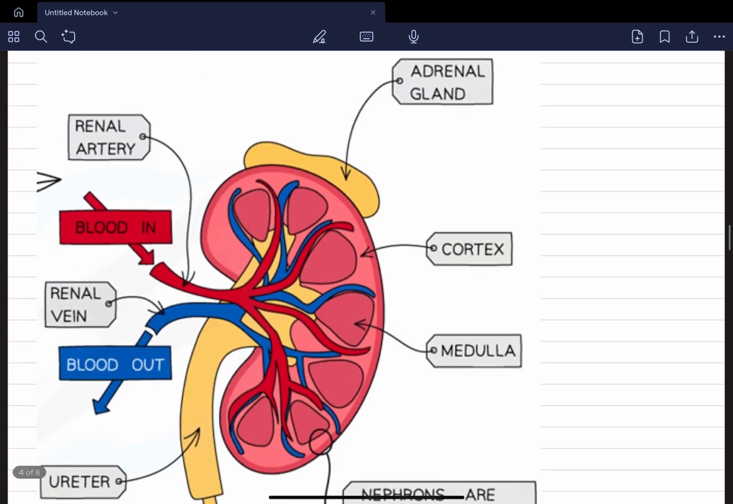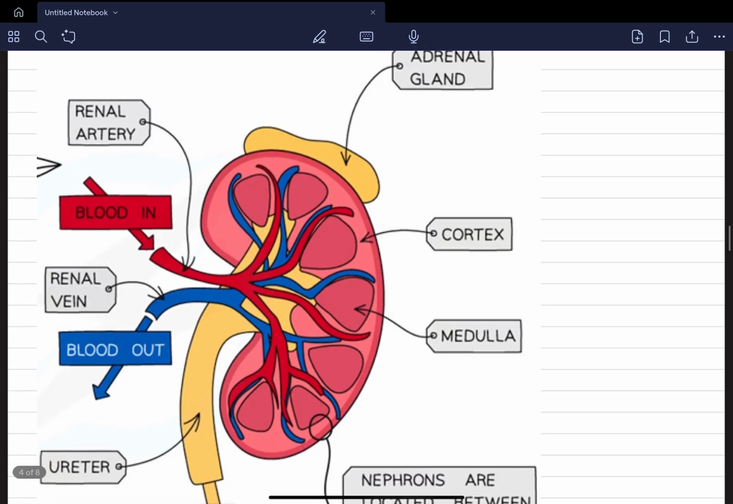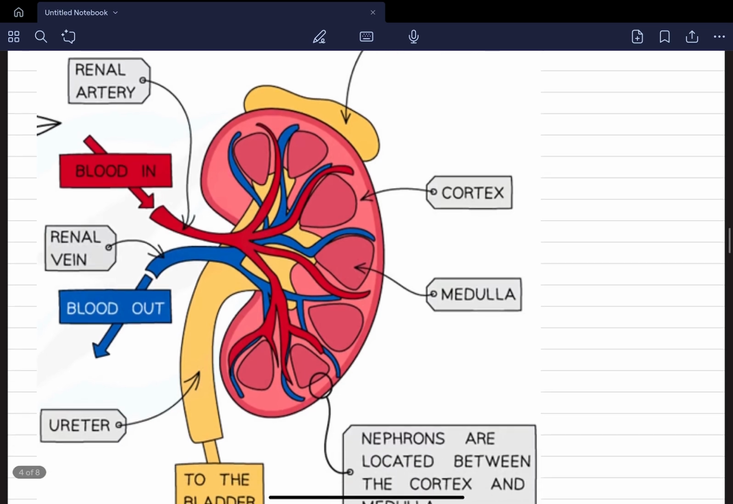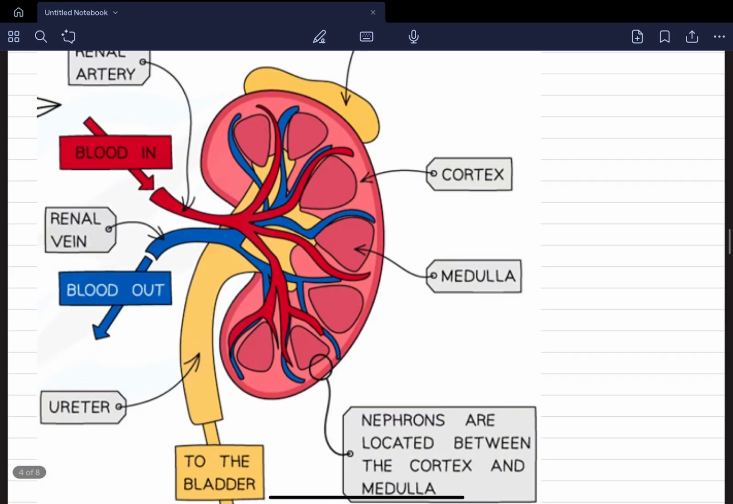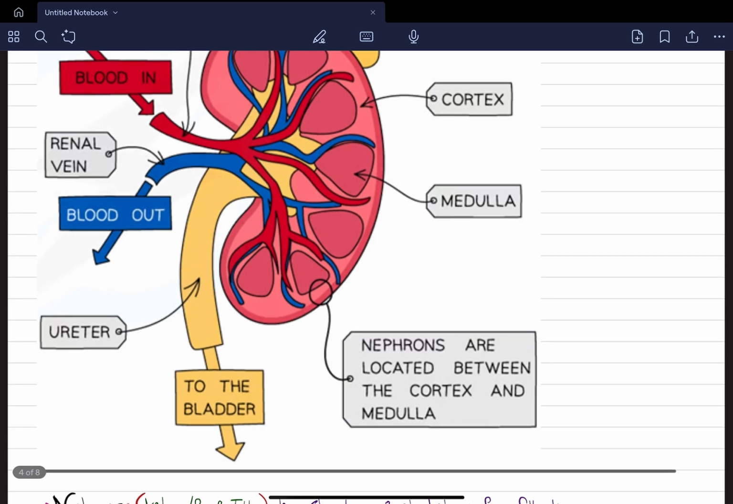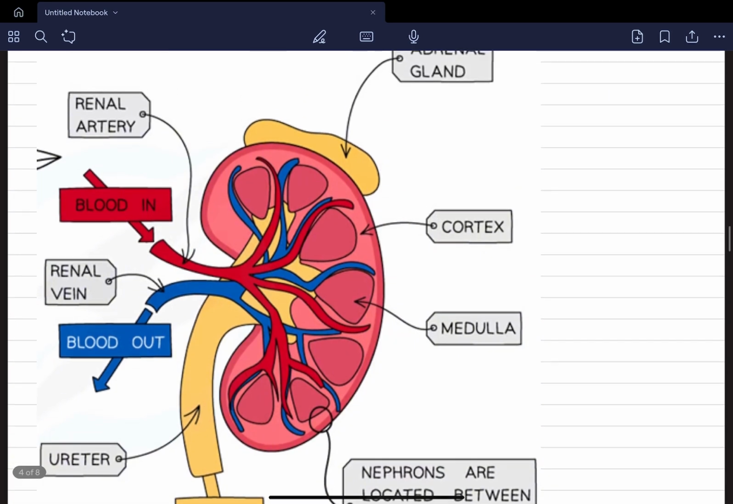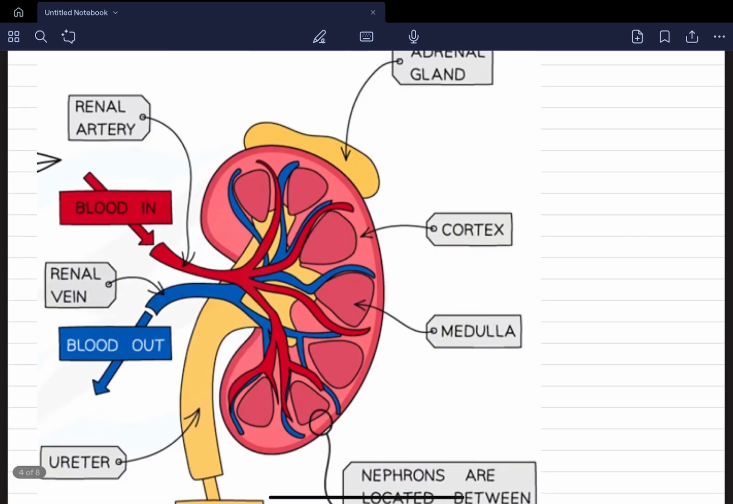This is a detailed structure of the kidney. The kidney contains the adrenal gland on the outside. After that, jumping inside the structure of the kidney, we have the cortex, then these bean-shaped structures inside, or these triangle structures, are known as the medulla. The nephrons are located between the cortex and the medulla, and the midsection of the kidney leads out to this yellow section, which is leading out to the bladder. Blood comes in from the top and goes out from the bottom.